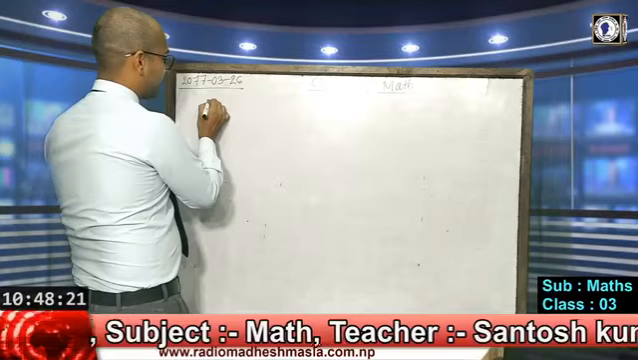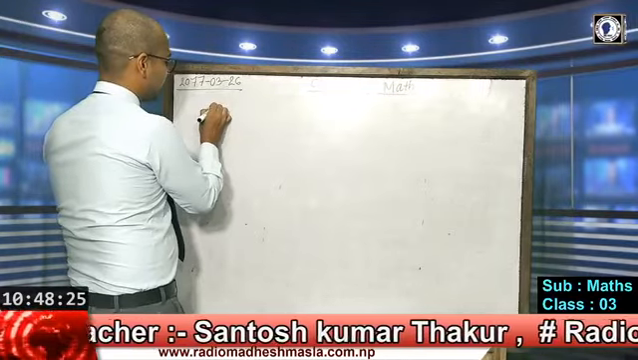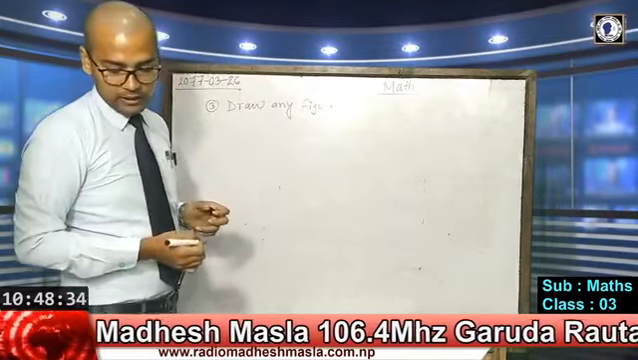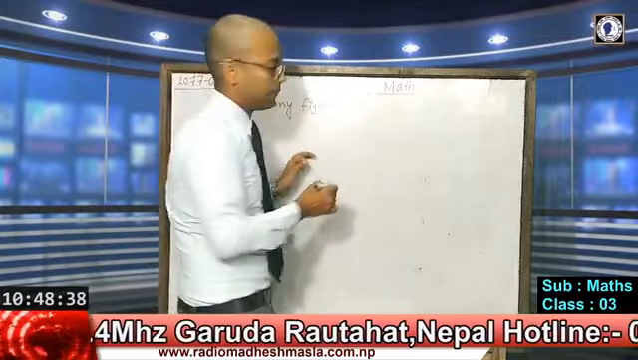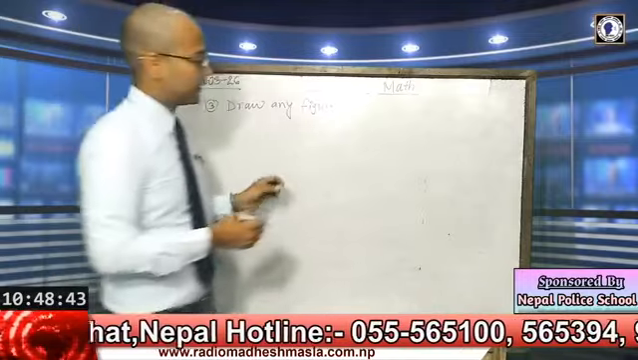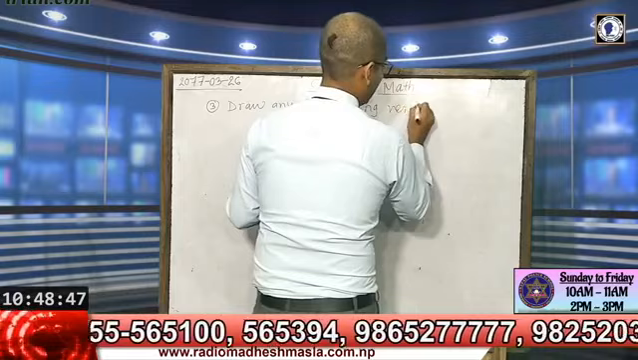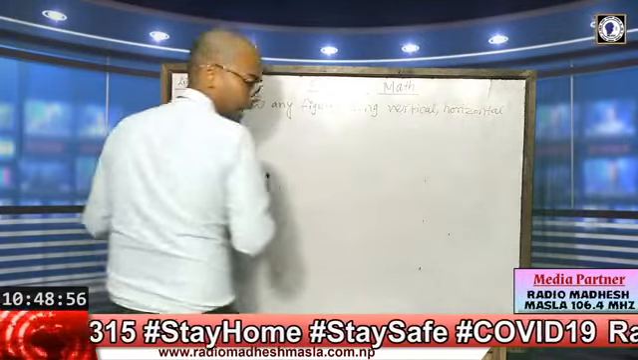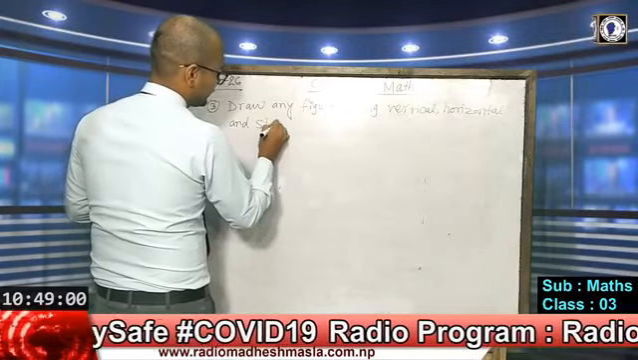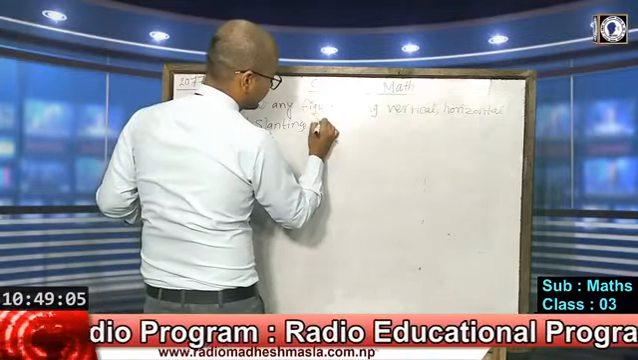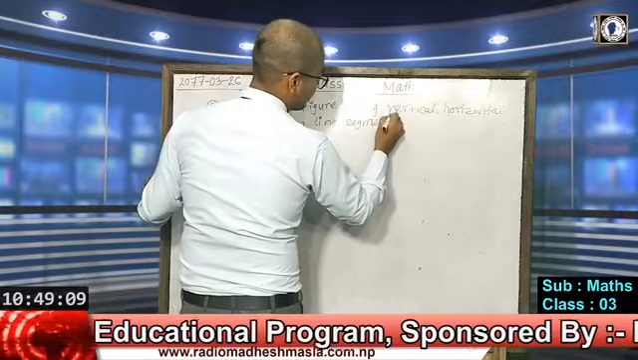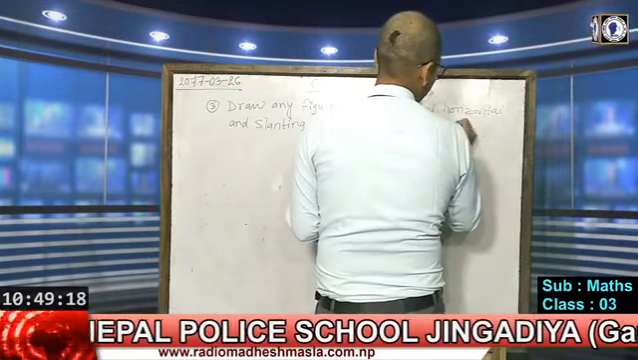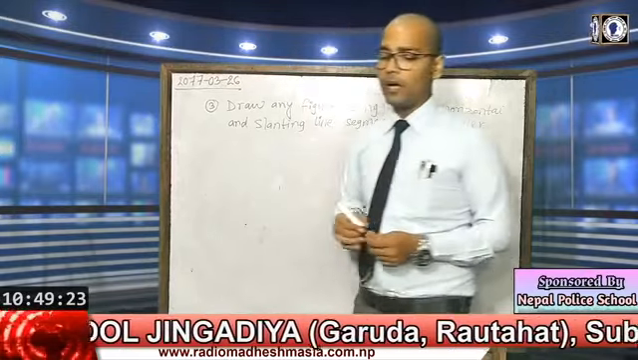Then again we have the third question. Our third question will be like this: draw any figure using vertical, horizontal, and slanting line segments by using a ruler.